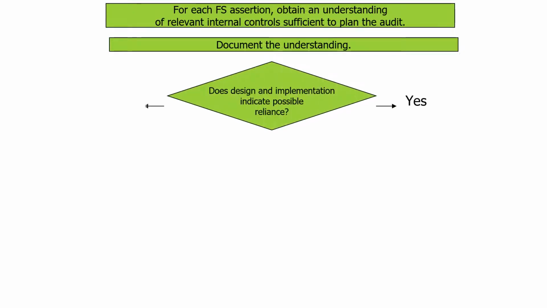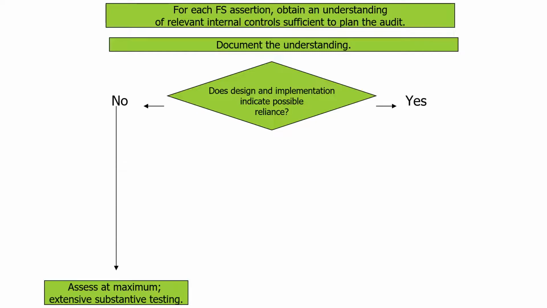Now, when you document the understanding, of course, the auditor must come to the decision of answering the question, does design and implementation indicate possible reliance? When we obtain the understanding, we look at the design and the implementation of the control. Does the design indicate possible reliance? If the auditor's answer is no, the design is faulty, by the very design, it doesn't seem to be something we can rely on, or the design is there but it wasn't implemented, the auditor will immediately assess control risk at the maximum and perform extensive substantive testing.